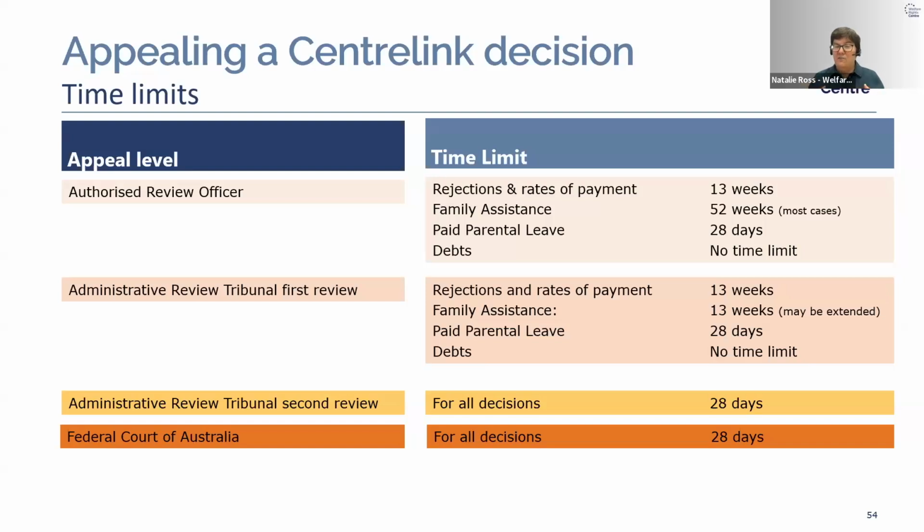And if you're not happy with the second review decision, it is possible to go to the Federal Court of Australia. We absolutely recommend you get legal advice before doing that, because it's much more complex, while the procedures in tribunal are very informal. There's no fees involved apart from paid parental leave second review. With the Federal Court, there are fees involved, and more importantly, if you lose the case, you could be ordered to pay the Commonwealth Government's legal costs, which would be considerable. So it's definitely not something to be undertaken lightly.